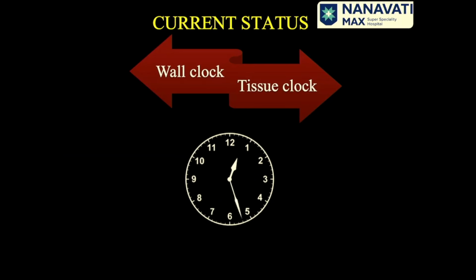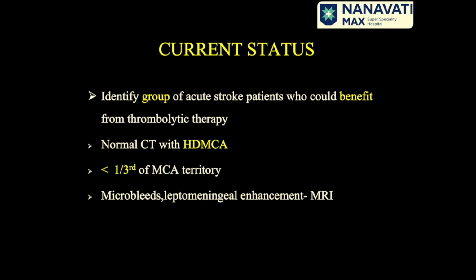So what is the current status as far as treating hyperacute stroke patients is concerned? Researchers are moving from wall clock-like situations like cutoff of 3 hours or 6 hours or 24 hours to understanding the tissue clock. So we need to identify the group of patients who will benefit from thrombolytic therapy and increase this group. So you have what is called a hyperdense MCA sign involving less than 1/3 of MCA territory, which can be treated very, very actively and very well.